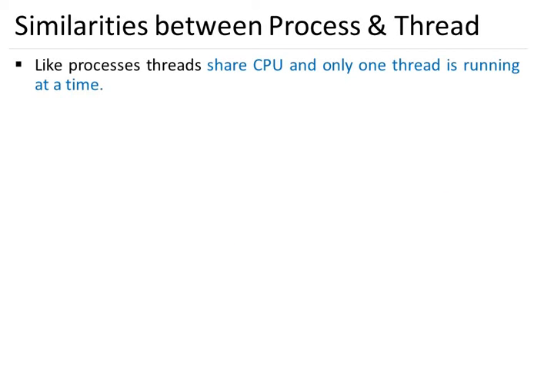Now let's see the similarities between the process and thread. Like processes, threads share the CPU, and only one thread is running at a time, just like the process. If I say multi-programming, that means multiple processes are there, but actually the CPU is running a single thread at a time. So the same goes for threads also.